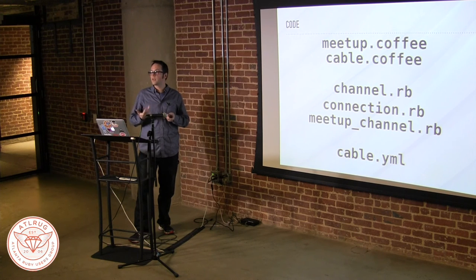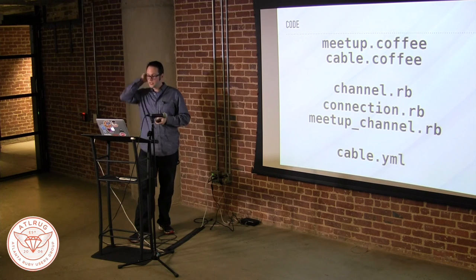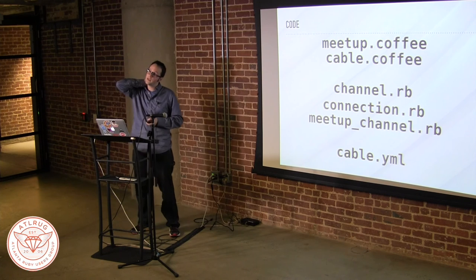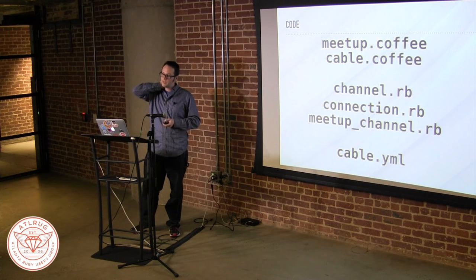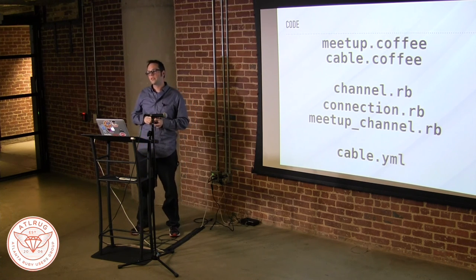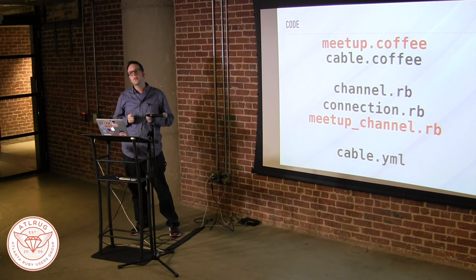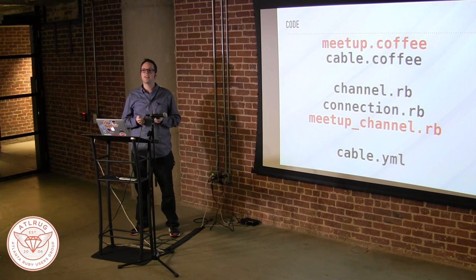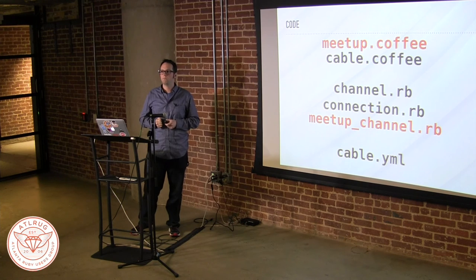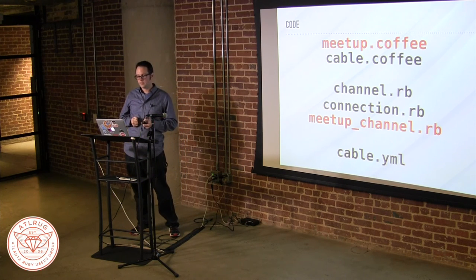Here are all the files that we just went over that got added in with the Rails 5 app. On the client side, we have meetup.coffee and cable.coffee. On the server side, we have channel.rb, connection.rb, and meetup_channel.rb. And we have cable.yml for configuration. Here are the files that got generated by our generator. If we hadn't done that, those wouldn't be here, and everything would be turned off.